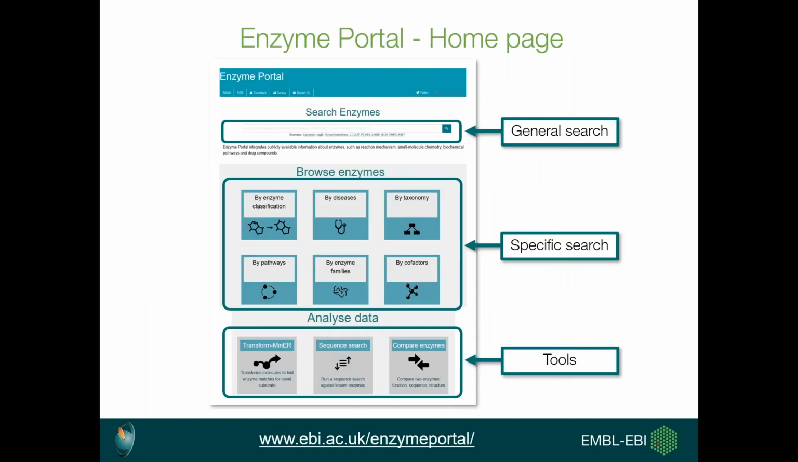So this is the Enzyme Portal homepage. It is divided into 3 sections, which I will explain in more detail in a moment. But briefly, at the top, you have a search box, which allows you to perform general searches. In the Browse by Enzyme section, you can make your search more specific by searching enzyme according to their classification, disease, taxonomy, pathway, enzyme families, or cofactors. The last section of the homepage provides you with tools to analyze data.